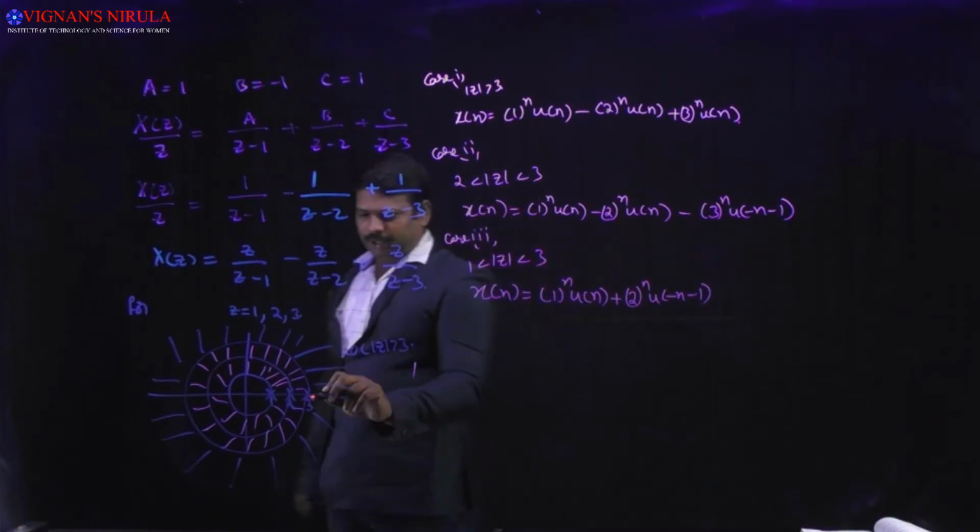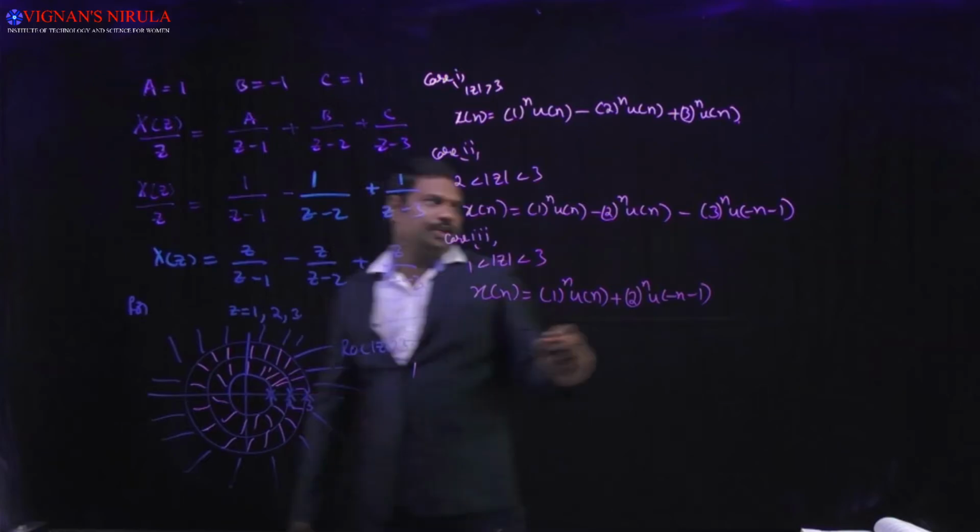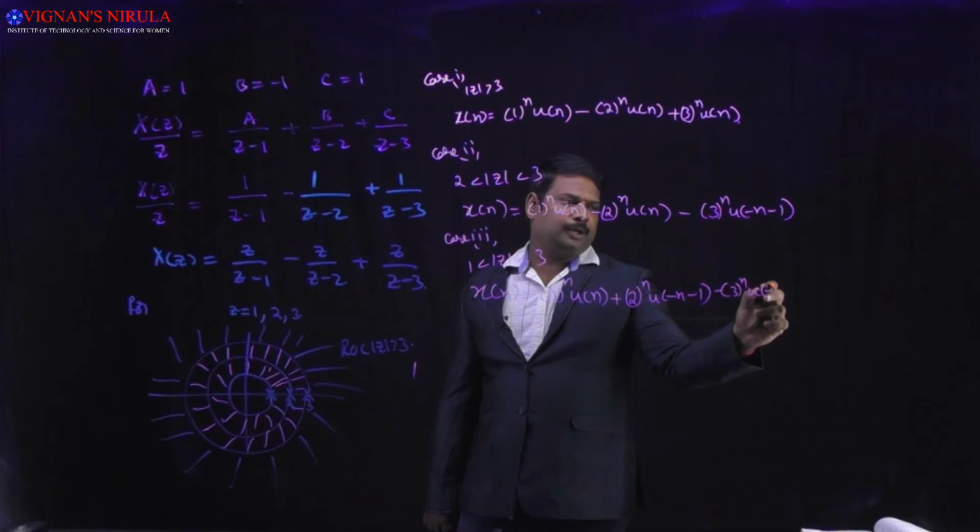And similarly, looking at the pole 3, it is again inside only. That's why minus 3 power n u of minus n minus 1.